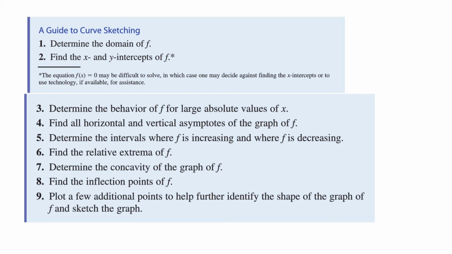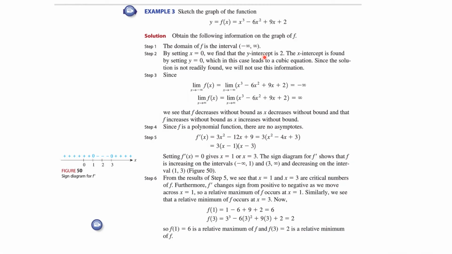Let's take this out on the road and do a couple of problems. So here we're going to sketch the graph of y equals f of x equals x cubed minus 6x squared plus 9x plus 2. Now if you put x to be 0, you see that the y-intercept is 2, and we talk about that here. And so (0, 2) is a point on the graph, and that's where it hits the y-axis. And the domain is minus infinity to infinity, because that is the domain of all polynomials. So we've got the first two steps covered.